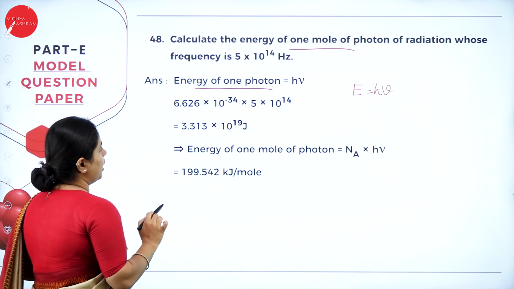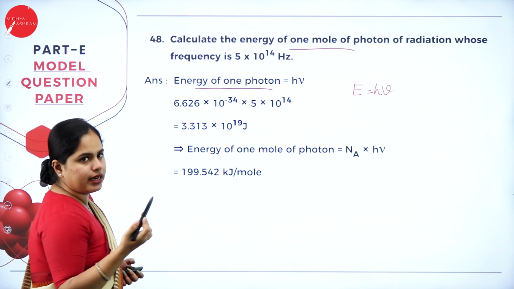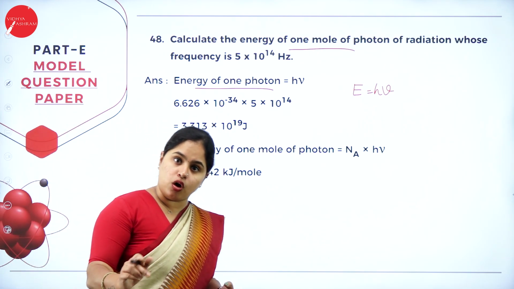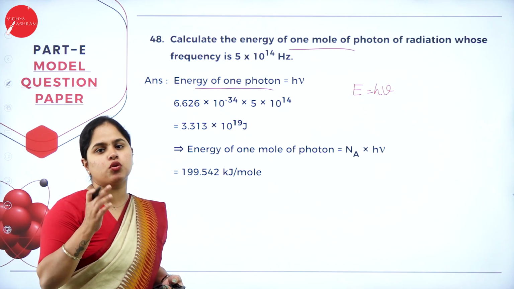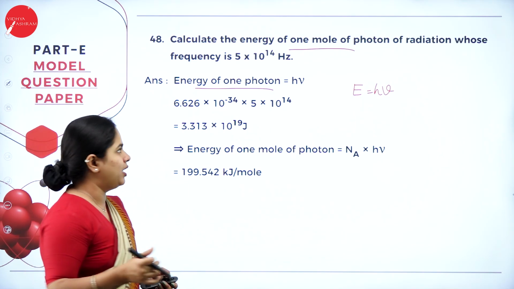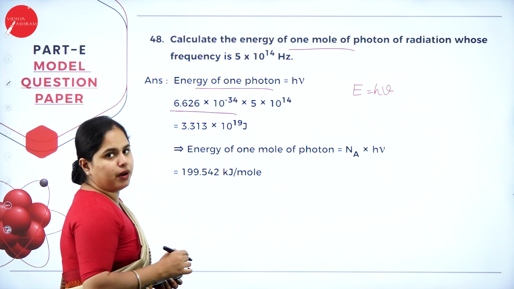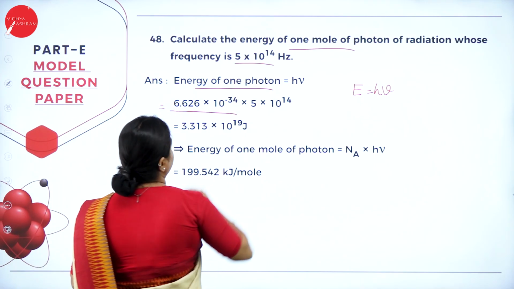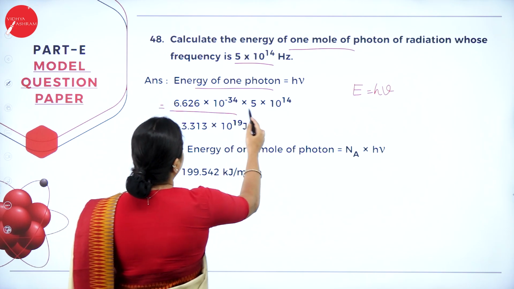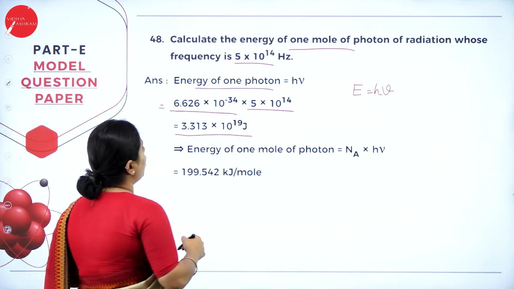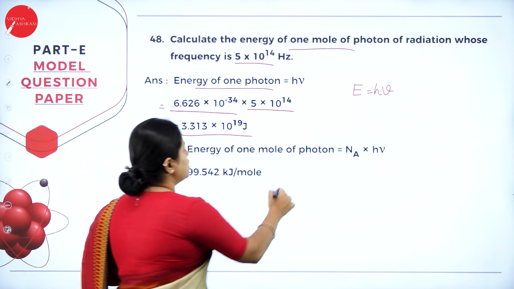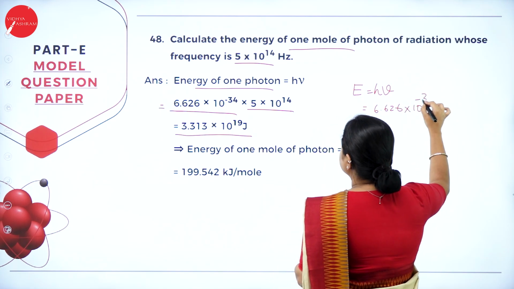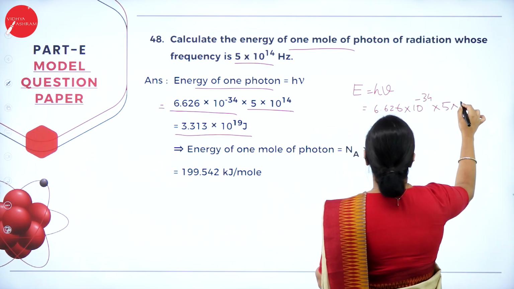So energy we have to calculate. Calculate the energy of 1 mole of photon. What is the value of h? h is Planck's constant, which is a constant value. It can be given in the question, or it may not be, so you have to be very clear with that value, which is 6.626 into 10 to the power minus 34. And nu stands for frequency. It is already given, 5 into 10 to the power 14. So we are substituting in this equation: 6.626, h stands for Planck's constant, into 10 to the power minus 34, into the frequency value, 5 into 10 to the power 14.